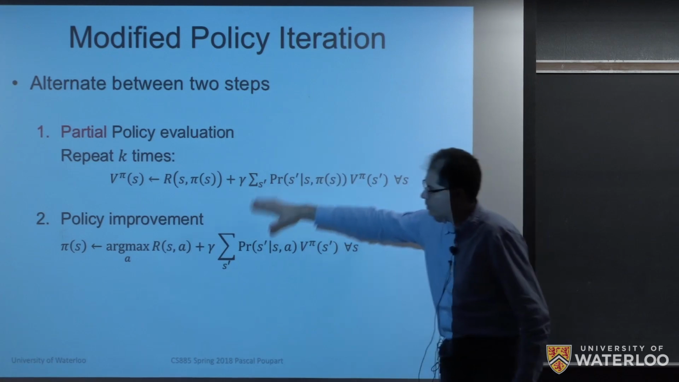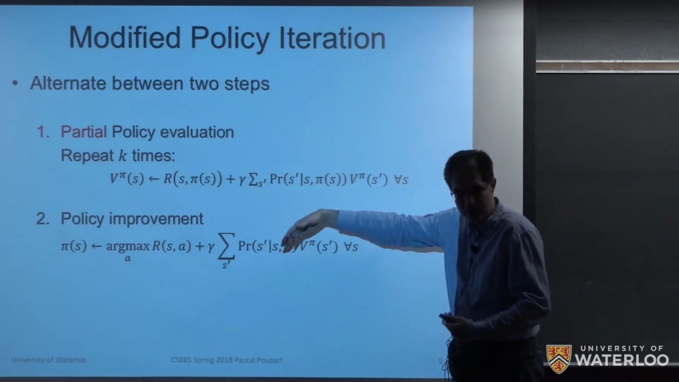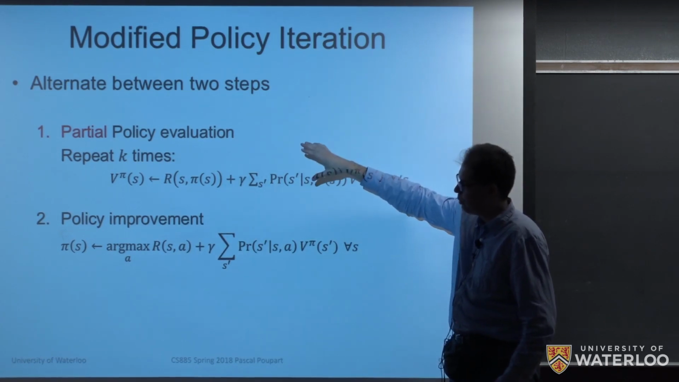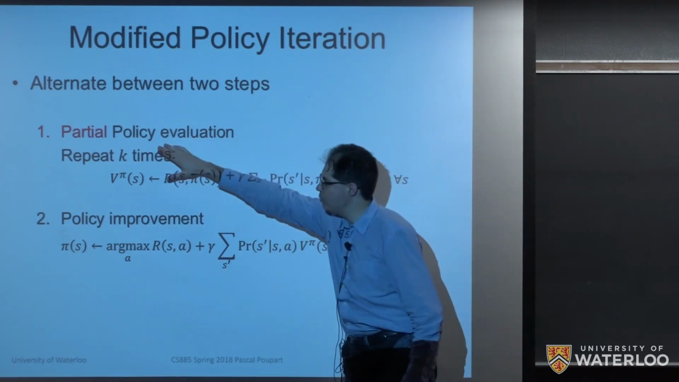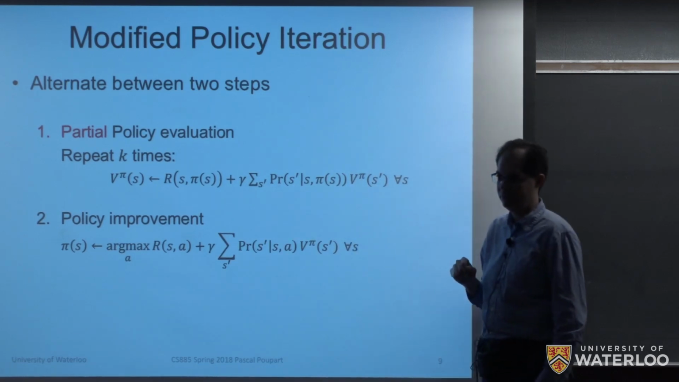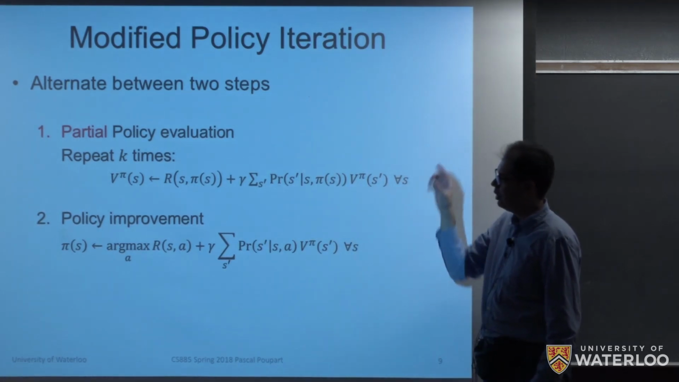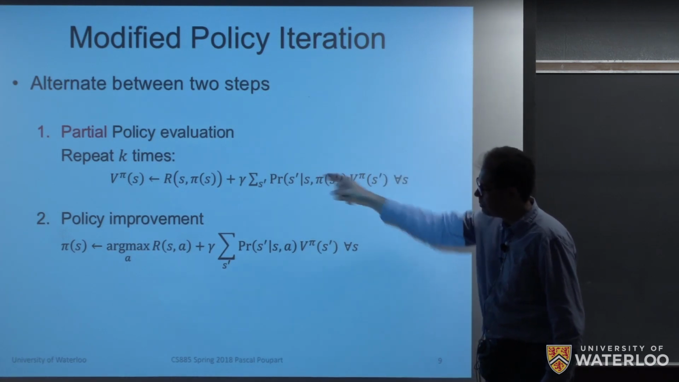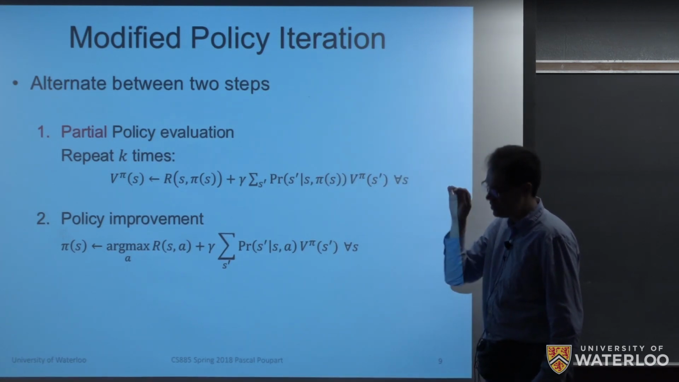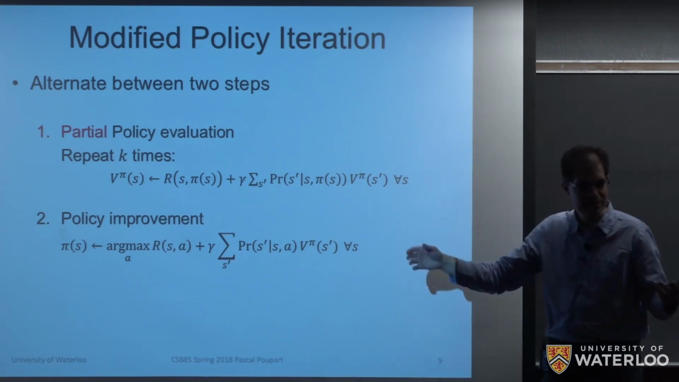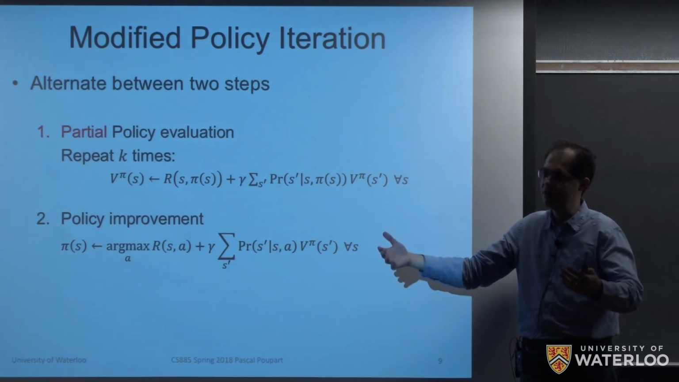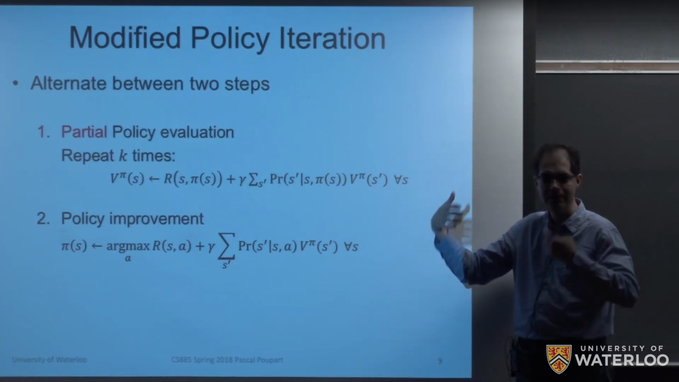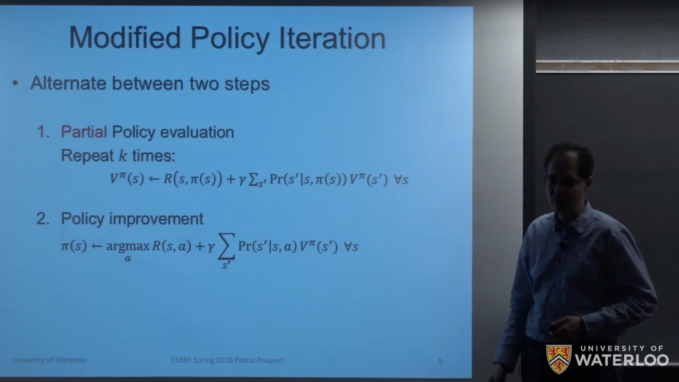What modified policy iteration does is essentially policy iteration, but in order to reduce the cost per iteration, it will do a partial policy evaluation. If you remember, what was expensive about policy iteration was the policy evaluation, because if you do it exactly, you're solving a system of linear equations, and solving a system of linear equations takes cubic time with respect to the dimensionality. So here that's essentially the number of states.